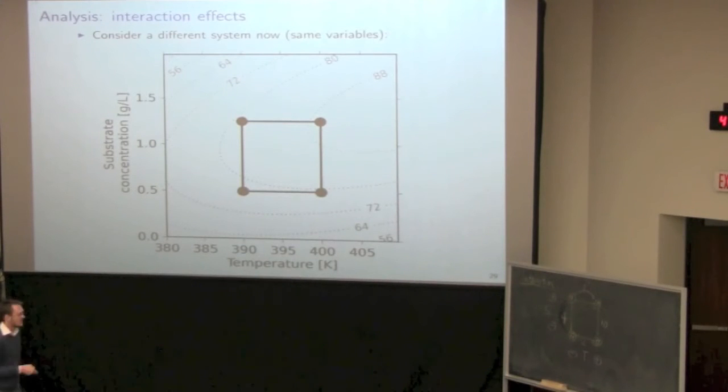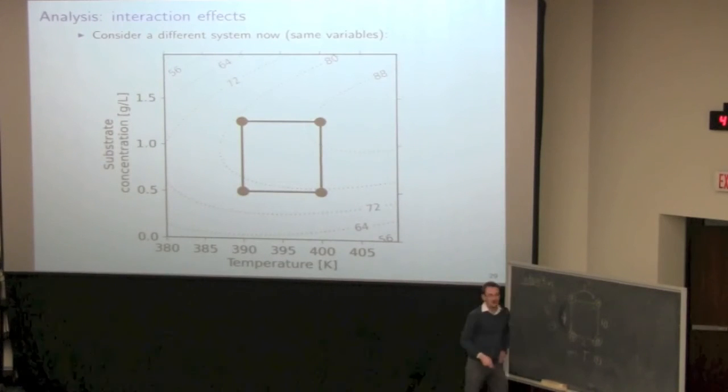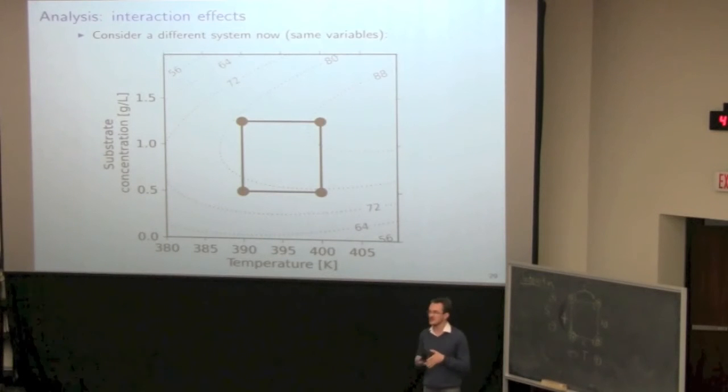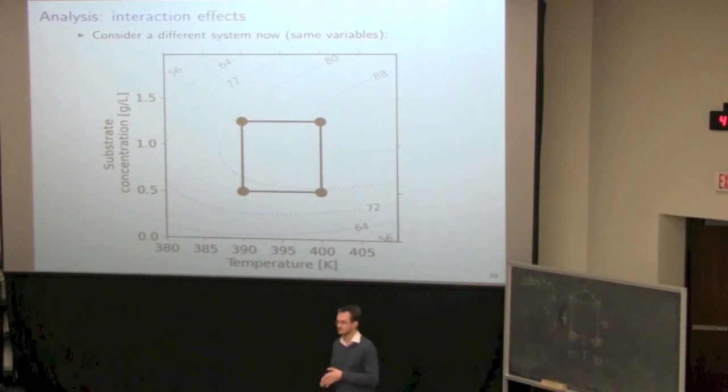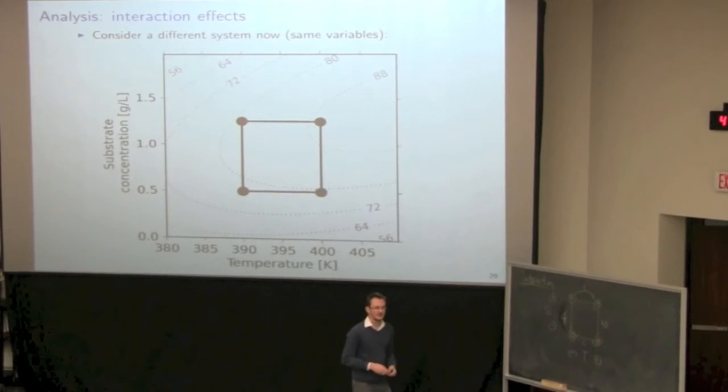If we increase temperature, it will improve my yield by 2% at low substrate, but temperature at high substrate will increase it by 8 units. There's the synergism here. It's a synergistic interaction between substrate and temperature. Many real chemical processes will exhibit this. You'll often observe what we call, in this case, a two-factor interaction.